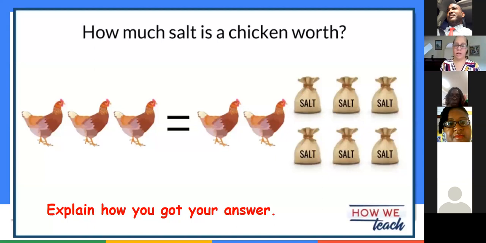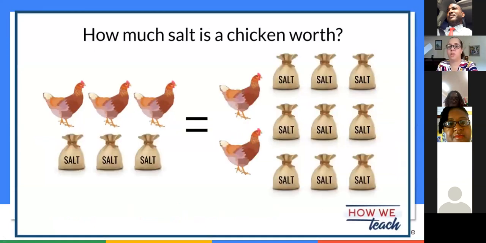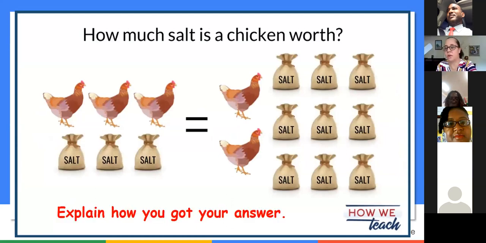All right. So let's move on because we have a lot of activities, but I just want you to think about activities like this and how it addresses the student's thinking. How much salt is it worth if I put some salt on this side, and chickens and salt? It becomes more complex, right? So these are the type of questions that you can give your students to have a discussion and to engage them on their thinking.